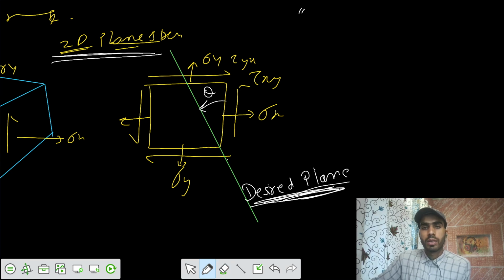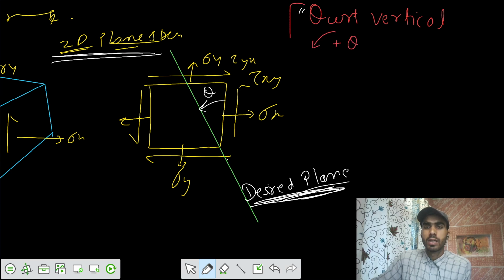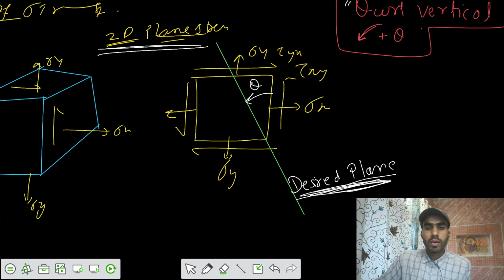So you have to keep it in your note, that theta is with respect to vertical for the derivation, and anti-clockwise is positive. We'd be taking anti-clockwise positive theta. So keep it as a note: theta with respect to vertical and anti-clockwise positive. So we want to say what's the effect?